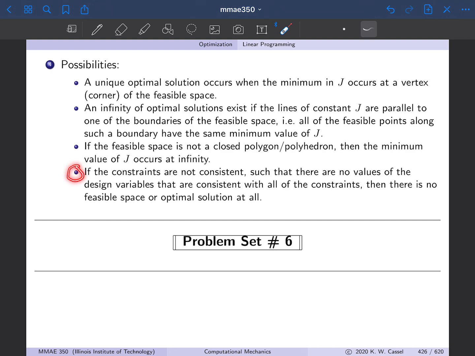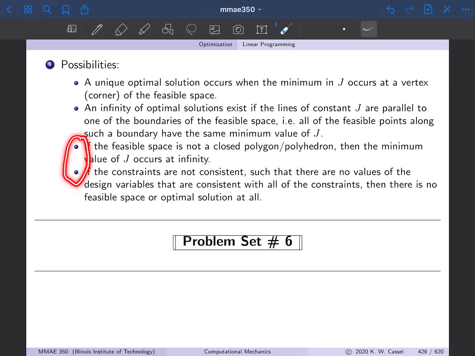Another undesirable outcome is if the constraints are not consistent. So once again, if you look back at that example that we just did in this video, you could easily imagine a situation where the inequality constraints would be such that it basically leaves you with no feasible space. The feasible space is the null space. There's no points in the x1, x2 plane that satisfy all the constraints. So that would obviously be an undesirable outcome.